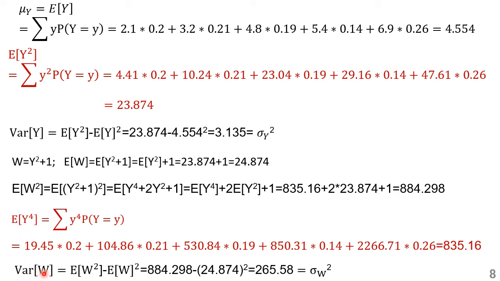So variance of w is given by E of w square minus E of w whole square, that is 884.298 minus 24.874 whole square. So that will give you 265.58. That is the standard deviation whole square. So the standard deviation is root of 265.58.